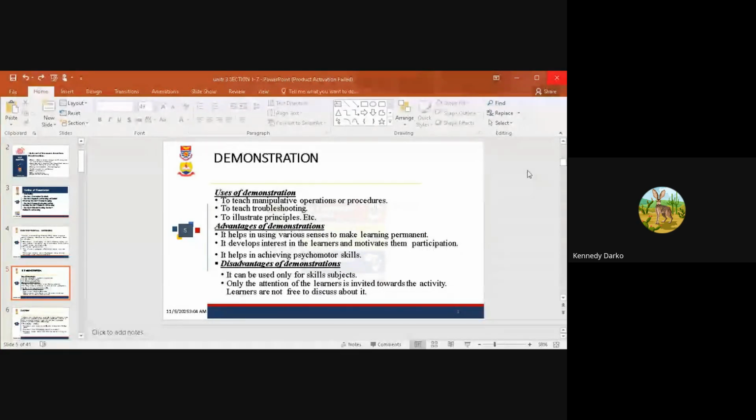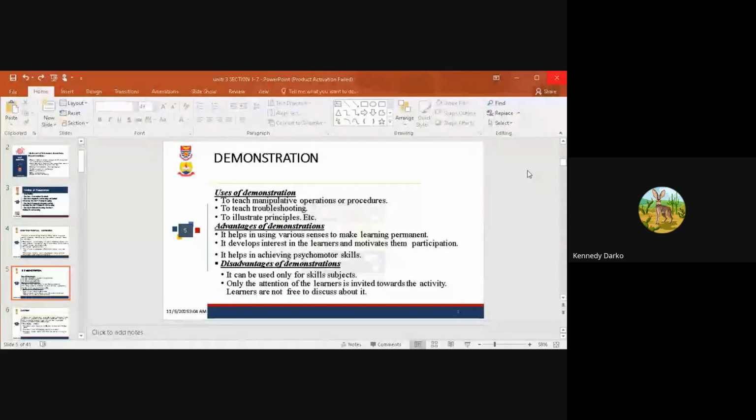Now, for demonstration, let's look at the subheadings. So, uses of demonstration. When you say we are doing the demonstration method of teaching, what are its uses? To teach manipulative operations or procedures. In terms of manipulative procedures, we are looking at being ICT students. As a teacher or as a facilitator, what do you do to get these manipulative skills from the kids? It is about demonstrating.